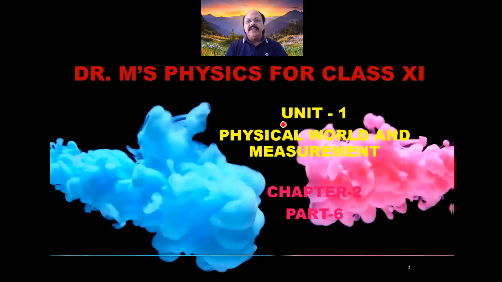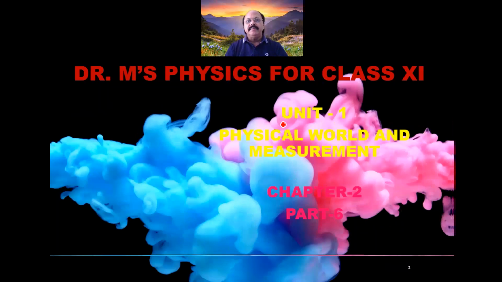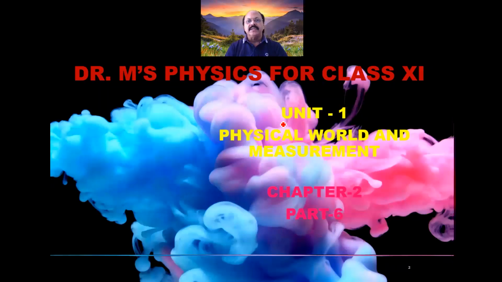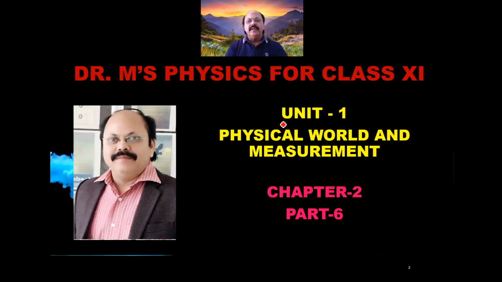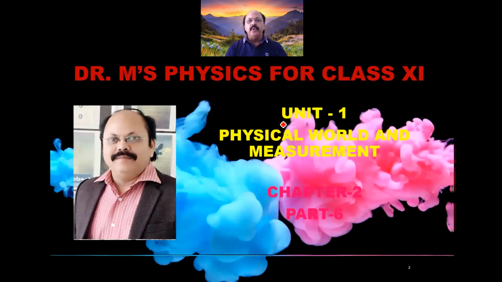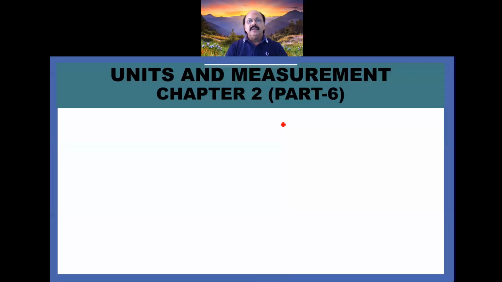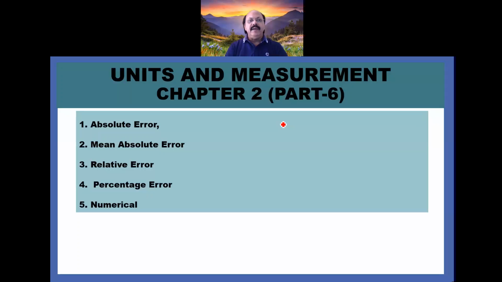Today's topic of my lecture is Units and Measurement, Chapter 2, Part 6. So you have to understand what you have to learn in Part 6 of Chapter 2. First, I will explain absolute error, then mean absolute error, after that relative error, then percentage error. After that, we take one numerical so that whatever concept you learn, you implement it by solving the numerical.